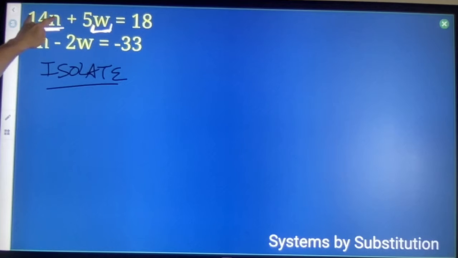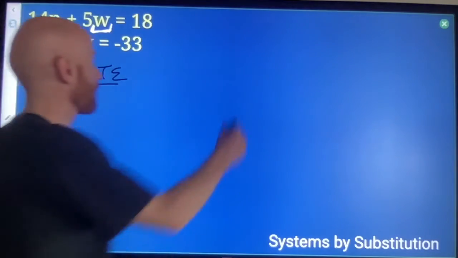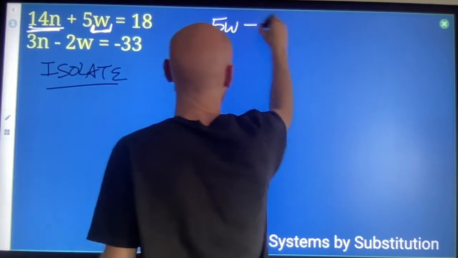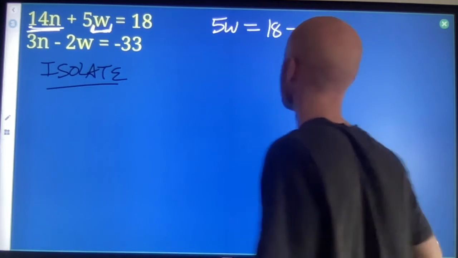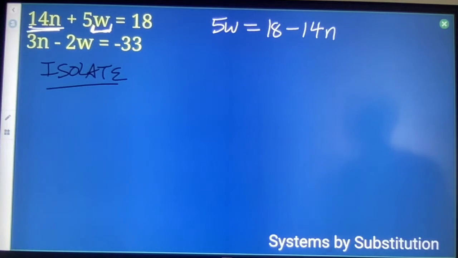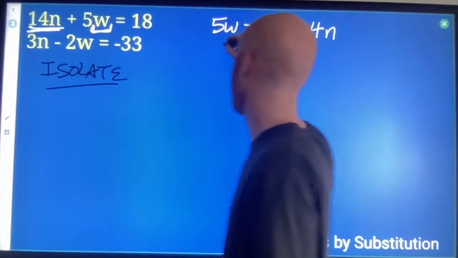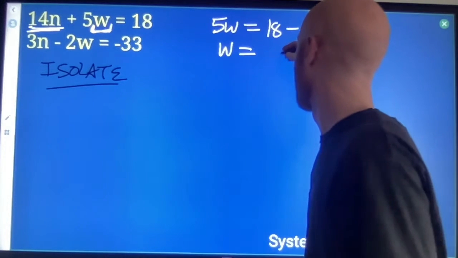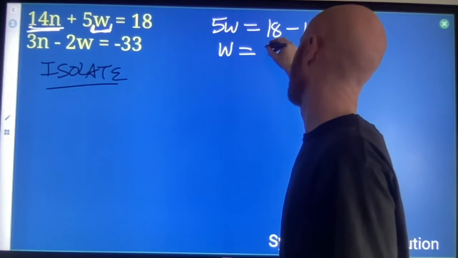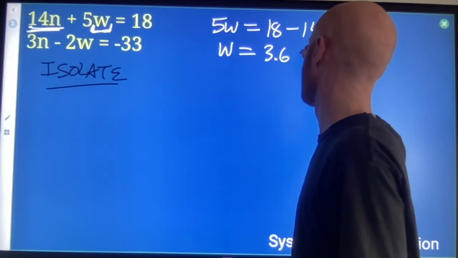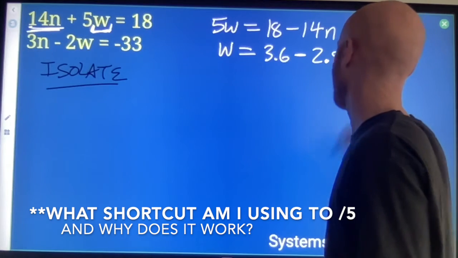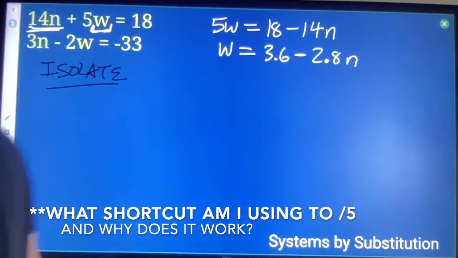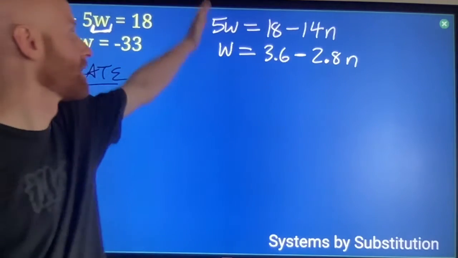Subtract 14n from both sides. That'll move effectively the 14n over here, and we'll have 5 W's equal to 18 minus 14n's, and then divide by 5 on both sides. W equals 3.6 minus 2.8n. All right, so that's dividing by 5.